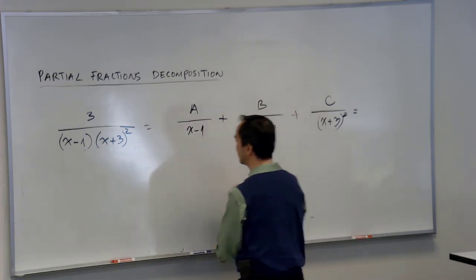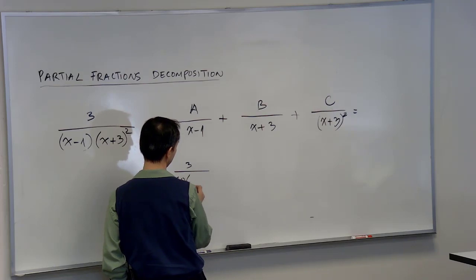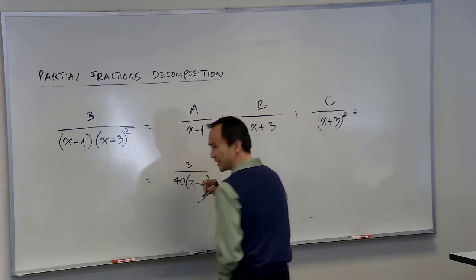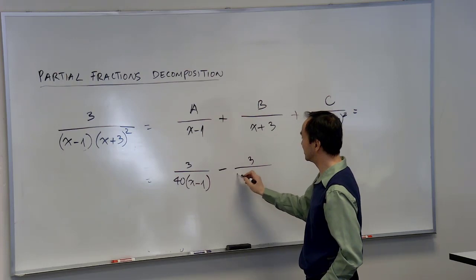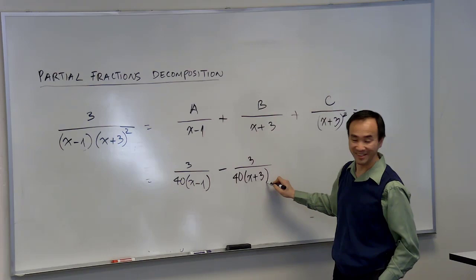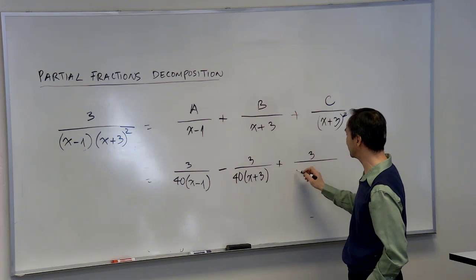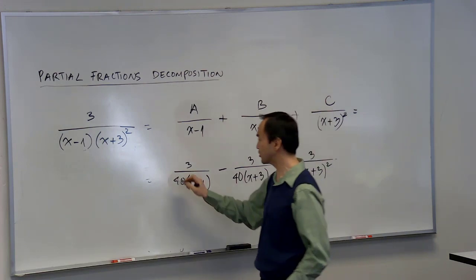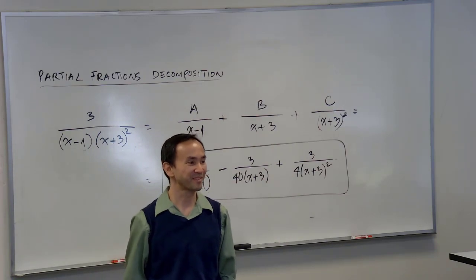So A now has been found to be 3 over 40, which is 3 over 40 times x minus 1. The value for B was a negative, so now we'll put it as minus, and then there's still 3 over 40 times x plus 3. We good with that still? And then your last coefficient, C here, was actually 3/4. So now it's 3 over 4 times x plus 3 all squared. But you found it, you found the partial fraction of your beginning fraction. See what I mean?